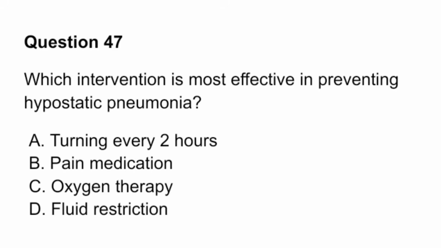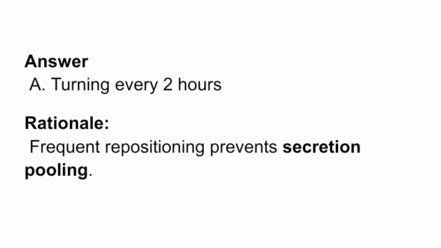Question 47. Which intervention is most effective in preventing hypostatic pneumonia? A. Turning every 2 hours. B. Pain medication. C. Oxygen therapy. D. Fluid restriction. Answer. A. Turning every 2 hours. Rationale. Frequent repositioning prevents secretion pooling.